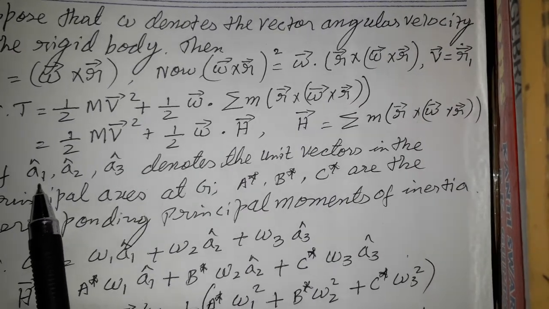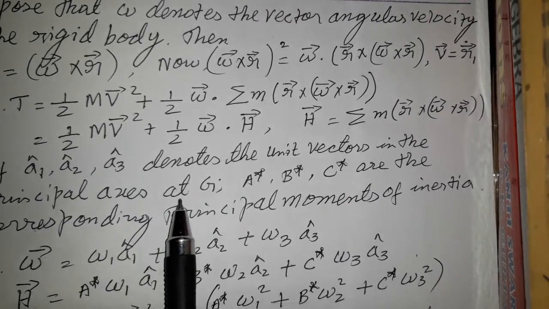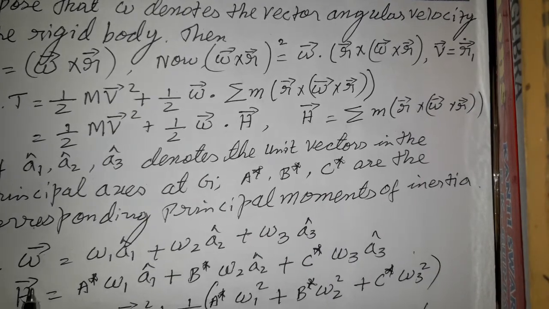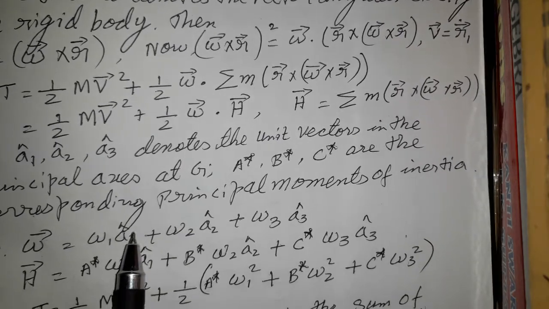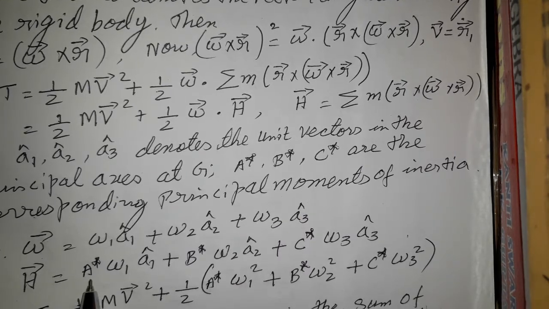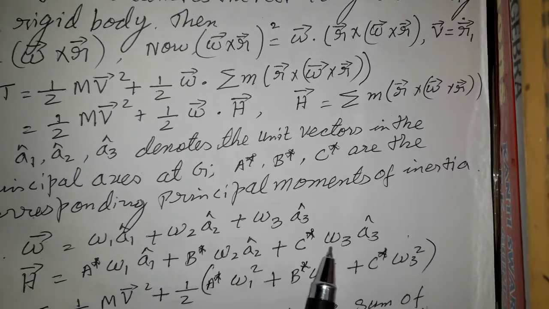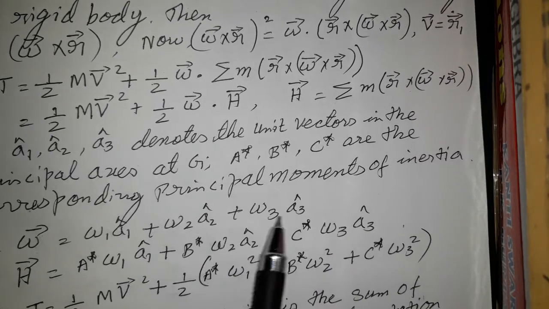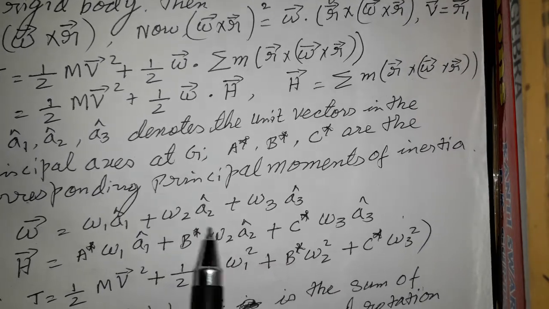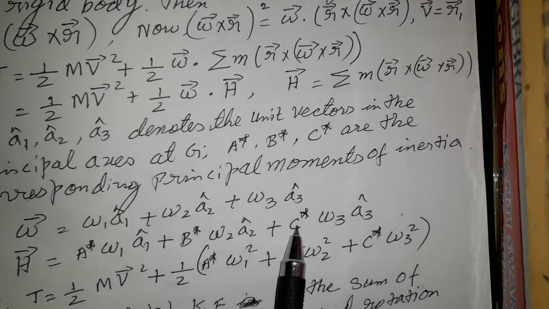If I denote a1, a2, a3 as the unit vectors along the principal axes at G, and A star, B star, and C star are the corresponding principal moments of inertia, then omega is given by omega 1 a1 vector plus omega 2 a2 vector plus omega 3 a3 unit vector, and H is given by A star omega 1 a1 vector plus B star omega 2 a2 vector plus C star omega 3 a3 vector. This we have already derived before. Now if we take the dot product between these two, we get A star omega 1 squared, B star omega 2 squared, C star omega 3 squared.